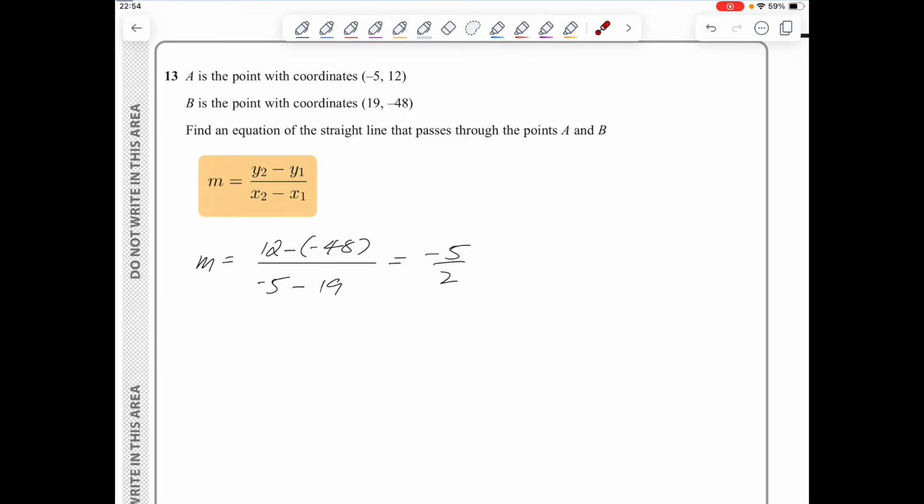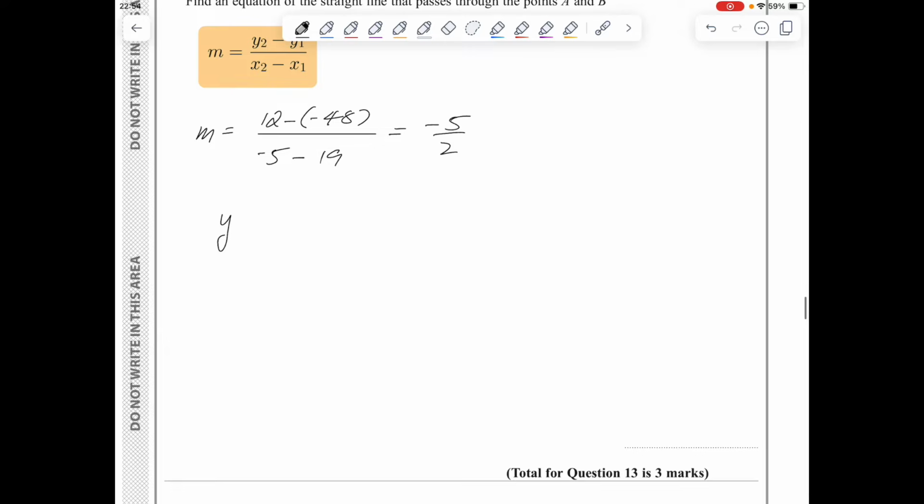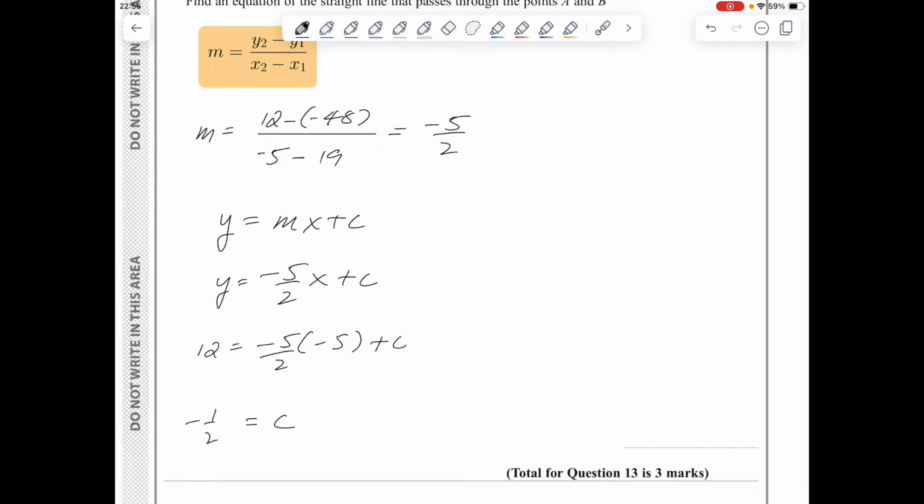I'll choose the first one, and using the equation of a straight line, which is y equals mx plus c, I'll start by using the gradient which I just found, so y equals minus 5 over 2x plus c. To find c, I'll use the point I mentioned above, so 12 equals minus 5 over 2 times minus 5 plus c. Solve for c, and you will find that this is equal to minus a half. Therefore, the equation of the straight line is y is equal to minus 5 over 2x minus a half.